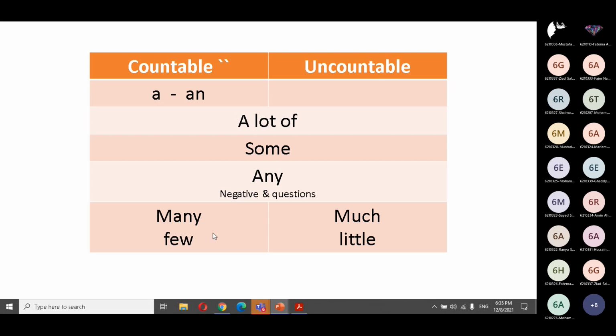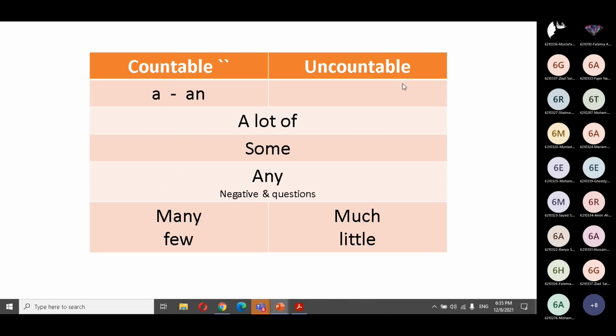But here, these are different. Many, countable, we say many people, many students. Okay? Or few. Say, I have a few friends. Countable. And the opposite here, we have much and little. You say much money or little money. So much, little with uncountable, many and few with countable. Okay? So they are different.